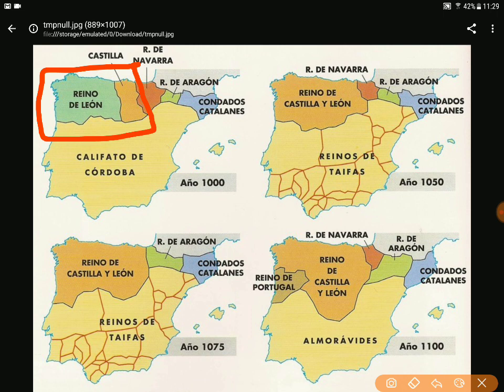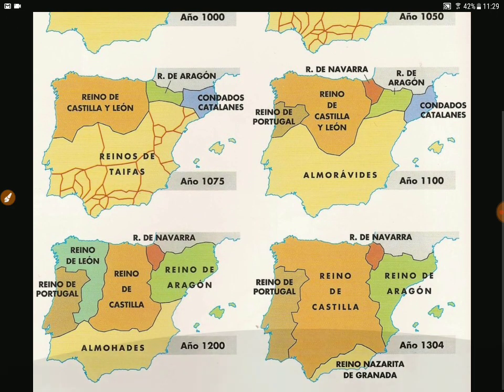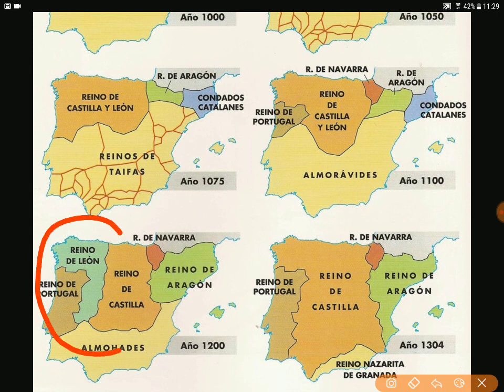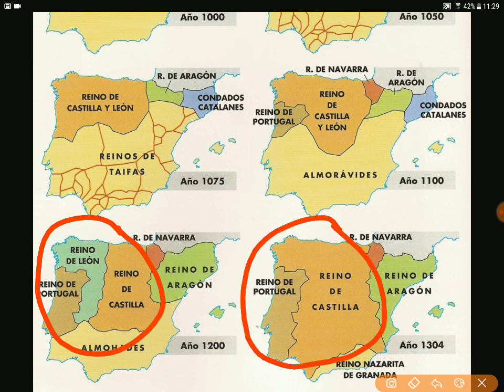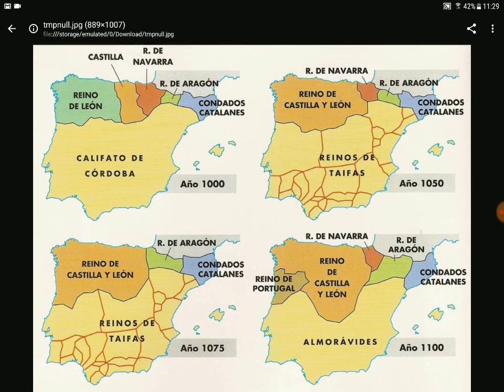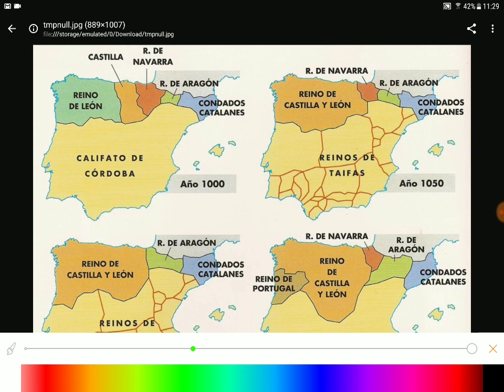On one hand, what happened in the west: how the Kingdom of Leon is going to appear, how the Kingdom of Castilla appears, how the Kingdom of Castilla and Leon are going to get together, how the Kingdom of Portugal is going to appear, how these are going to divide in different parts, and how the Reino de Castilla and Reino de Portugal are the 2 main kingdoms. On the other hand, we're going to study what happened in the east, in this part.